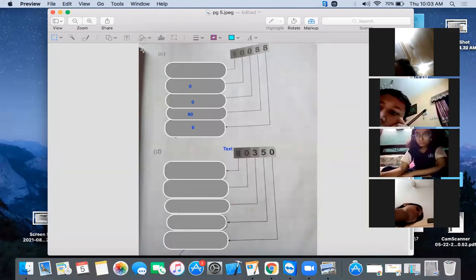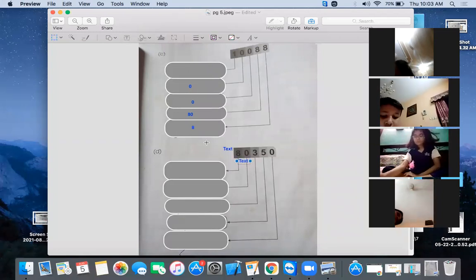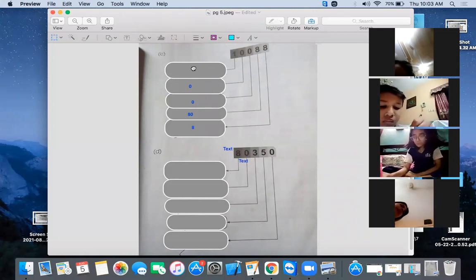How many zeros in the 10,000? There are 4 zeros in the 10,000. Just write: the place value of 1 is 10,000.